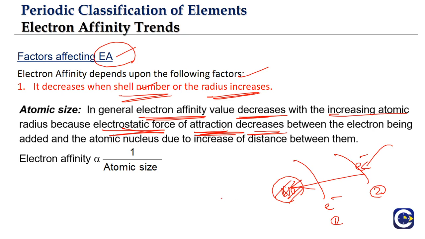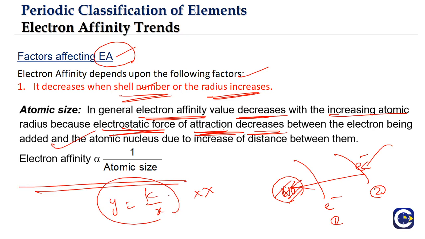So when the nucleus is not able to attract that incoming electron strongly, what does it mean? That much amount of energy will not be released. So what we see is electron affinity will have an inverse relation. It is not exactly like y equals k by x, not exactly an inverse relation, but when we look at the broad understanding, it will be inverse. So as the shell number or the radius is increasing, we will see that electron affinity will be decreasing.